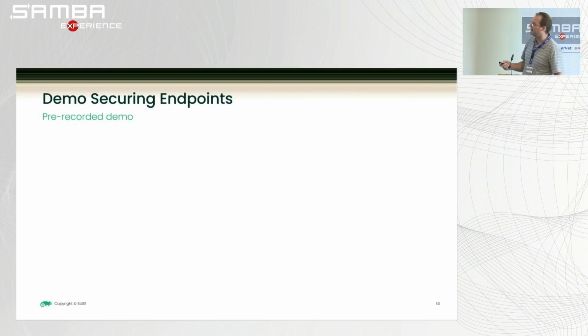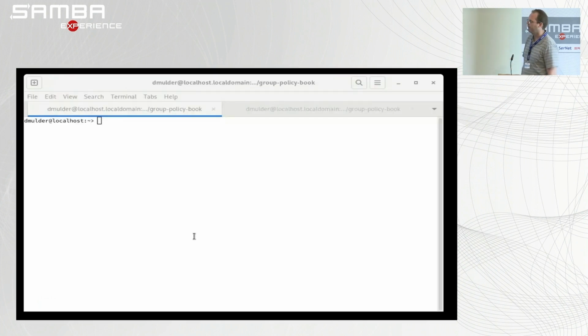So I'm going to show you a demo. My recorded demo is going to show some of the basic security policies that I just mentioned. Here you go. For this demo today, I'm going to demonstrate 4 different policies: sudoers, OpenSSH, PAM access, and firewall policies for Samba's group policy.